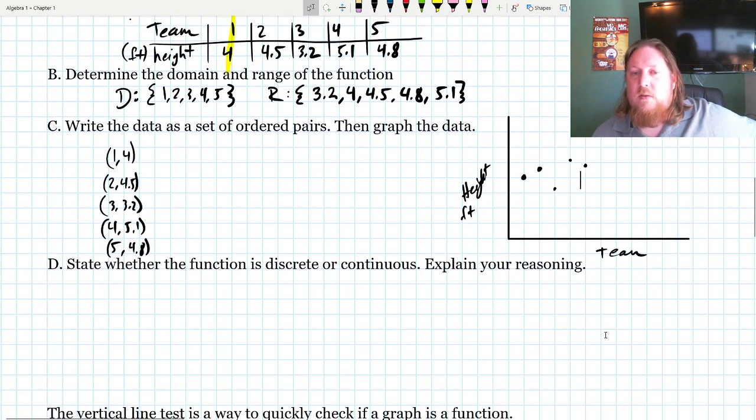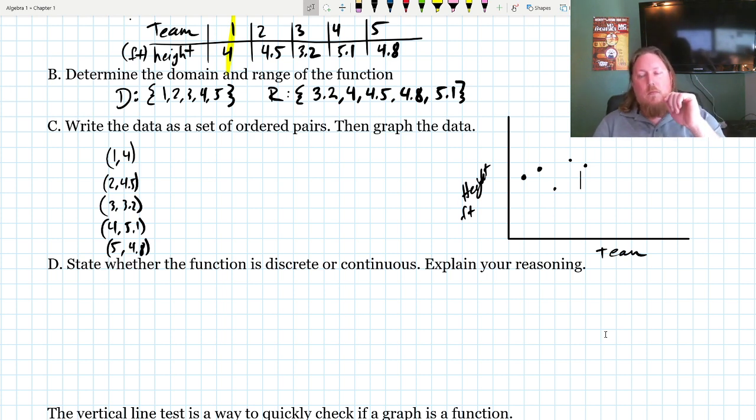Last thing, just state whether the function is discrete or continuous. Explain your reasoning. For this, I'm going to call it discrete. And the reason is the teams are building separate sculptures. So there's no connection between each person's sculpture, right? If there was a reason to connect the dots, then it could be continuous.